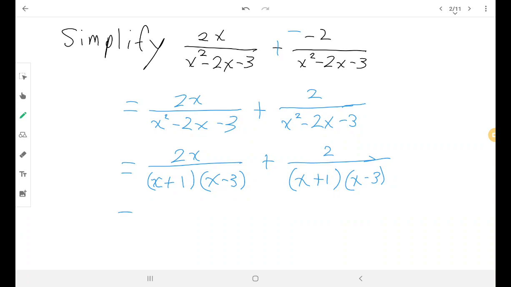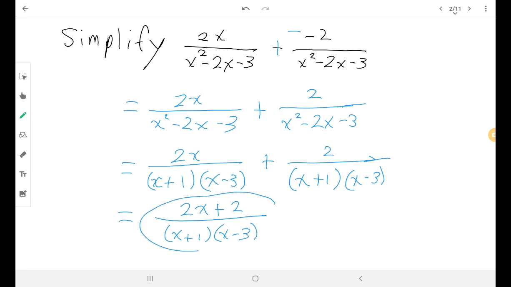And then, once you have common denominators, all you have to do is take the numerators, the top parts, and add them together under one fraction. So 2x plus 2 over that common denominator of x plus 1 times x minus 3. This is a perfectly acceptable answer right here.